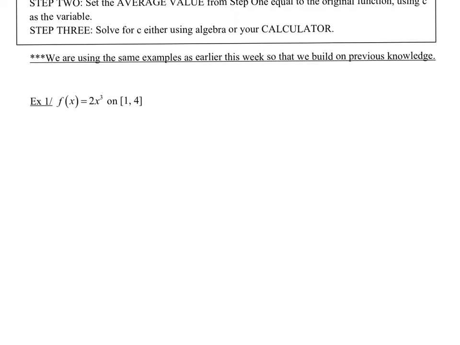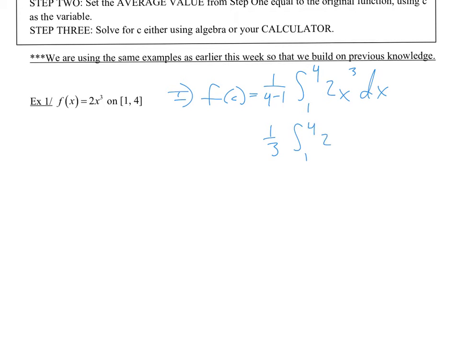Now, what we did the other day is we said, okay, if I want to find the average value, so this is step one, the average value, f of c, is going to equal 1 over 4 minus 1 times the integral from 1 to 4 of 2x cubed dx. We could do this in our calculator. That was 1/3, and then we did this as math 9. And when we worked all this out, we got an average value of 42.5. That is what we got. So far, so good. This is exactly what we've done.